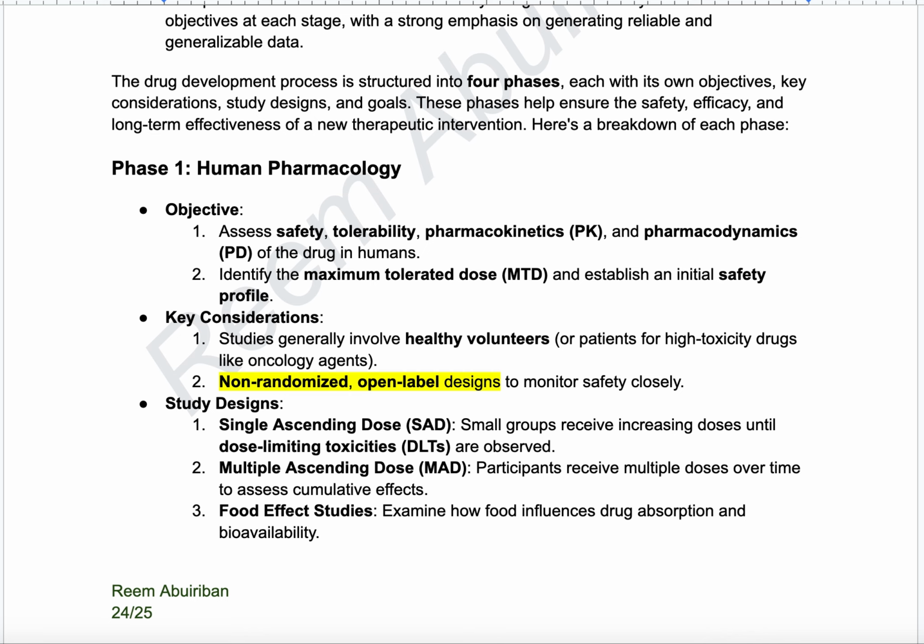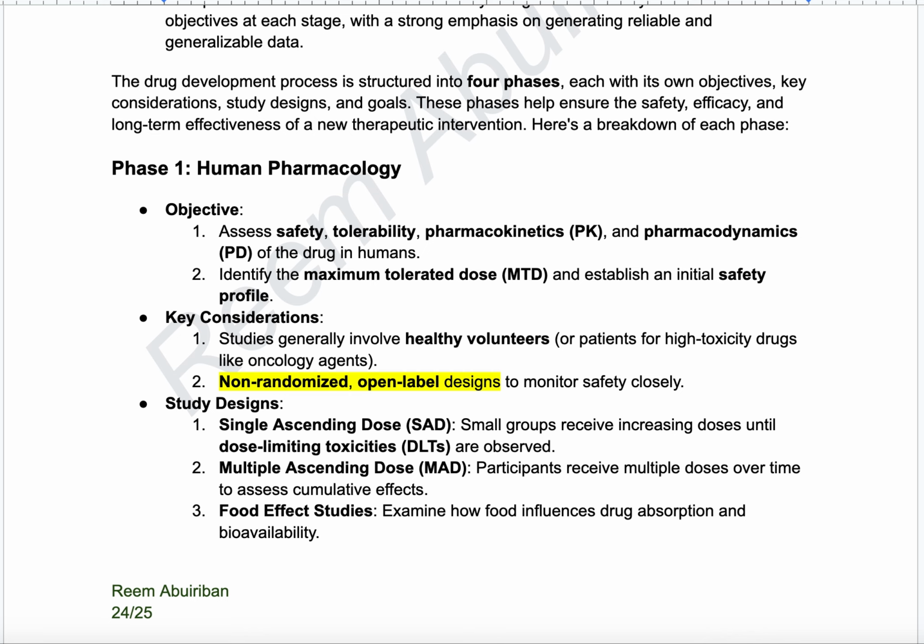What are the key considerations? Studies generally involve healthy volunteers, not patients, or maybe patients for high toxicity drugs like oncology agents. About the design, it's a non-randomized open label design. What do we mean exactly by open label design? I discussed it before. It means the participants and the researchers know the treatment, to monitor the safety closely.